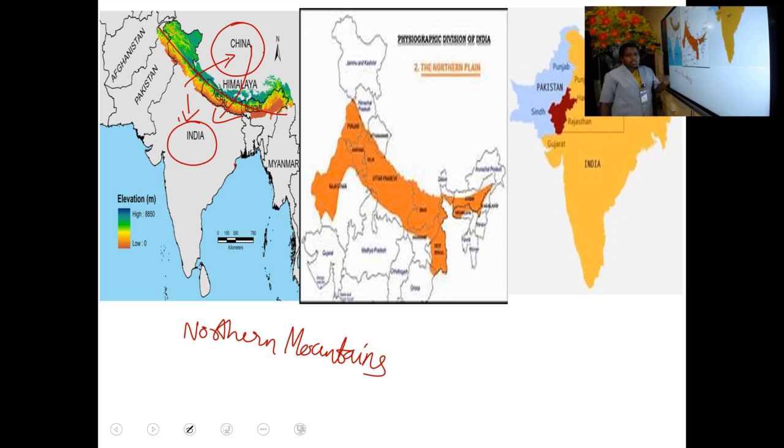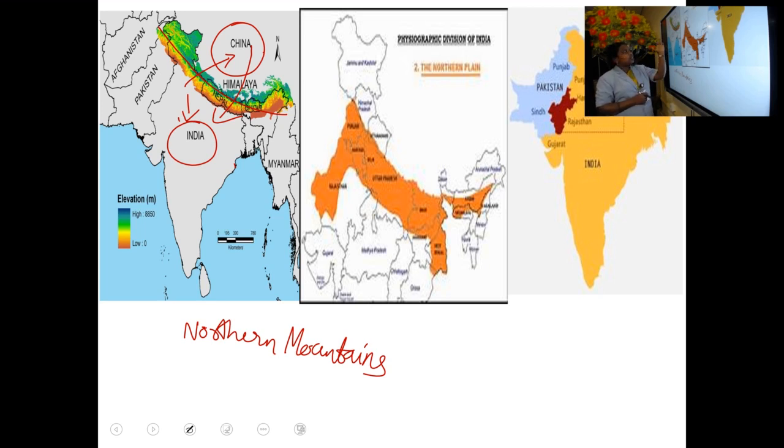Once again, the northern mountains are located in the northern part of India. These mountains are very tall and are covered with snow. These mountains consist of the highest peaks in the world. Then, it consists of 3 mountain ranges that are very important. First one, Himadri. Second one, Himachal. And third one, Shivalik.